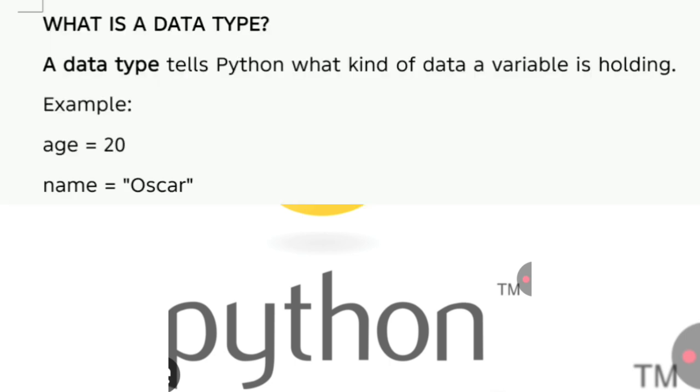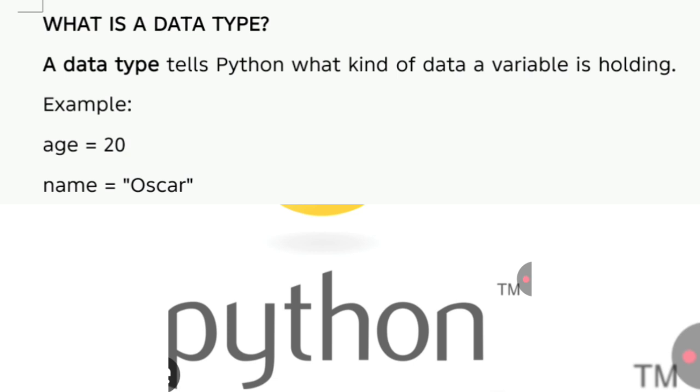What is a data type? A data type tells Python what kind of data a variable is holding. For example, we have a variable called age, which is assigned 20, and a variable called name, which is assigned Oscar. So we have two different variables which have been declared in Python.